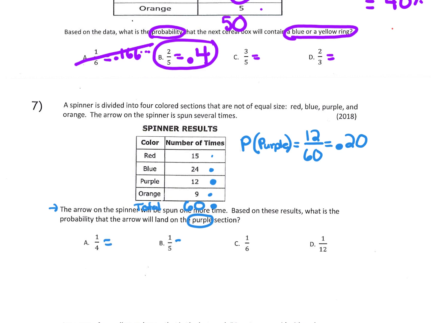Now convert each of these to their decimal equivalent to find out which one matches purple. For example, letter A, 1 divided by 4 gives us a decimal rate of 0.25. Well, that's not it. Letter B, 1 divided by 5. That gives us a decimal rate of 0.2 or 0.20. Clearly, letter B is correct.